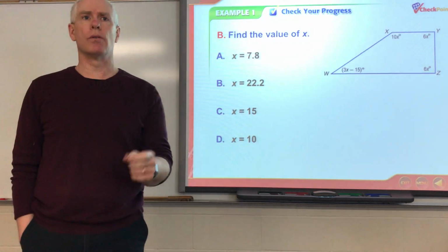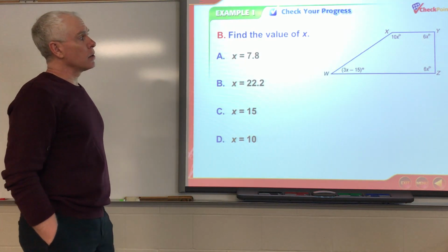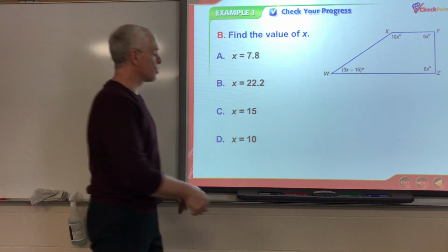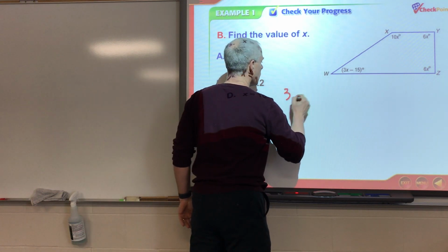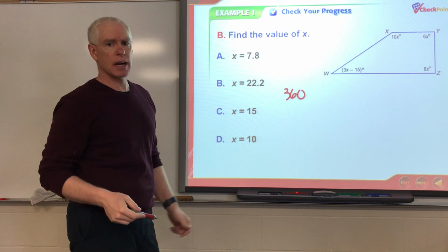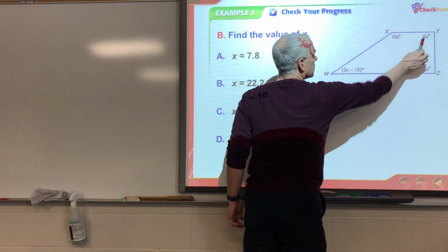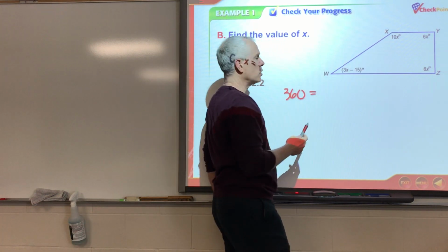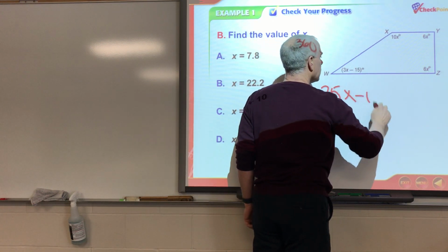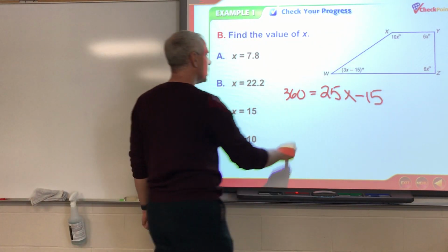Similarly here, pause the video, try this problem on your own, and then we'll go through it together. I have a quadrilateral, so when I go n minus 2 times 180, 4 minus 2 times 180 is 360. That's what the sum of all of these angles are going to have to add up to. So all these expressions are going to have to add up to 360. So I'm going to simplify kind of as we go. 6x and 6x is 12x, plus 10x is 22x, plus 3x is 25x. And then I've got this minus 15. That's our expression that's going to have to be equal to 360. I'm going to add 15 to both sides.